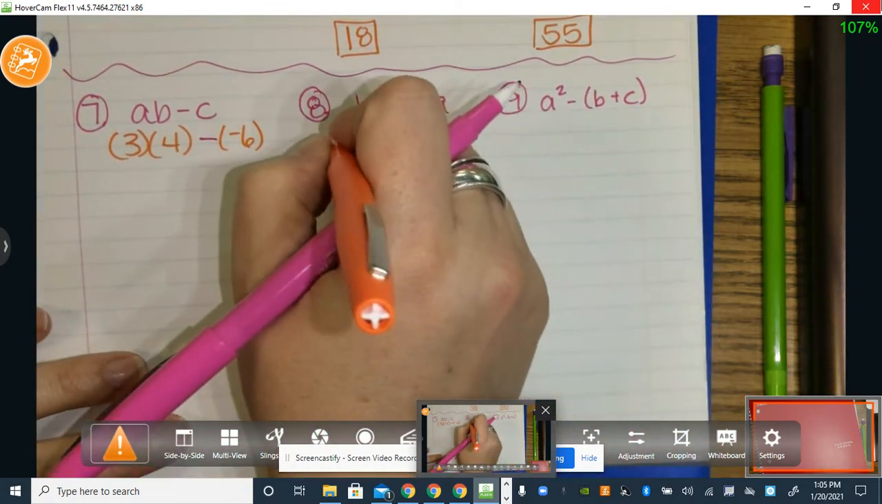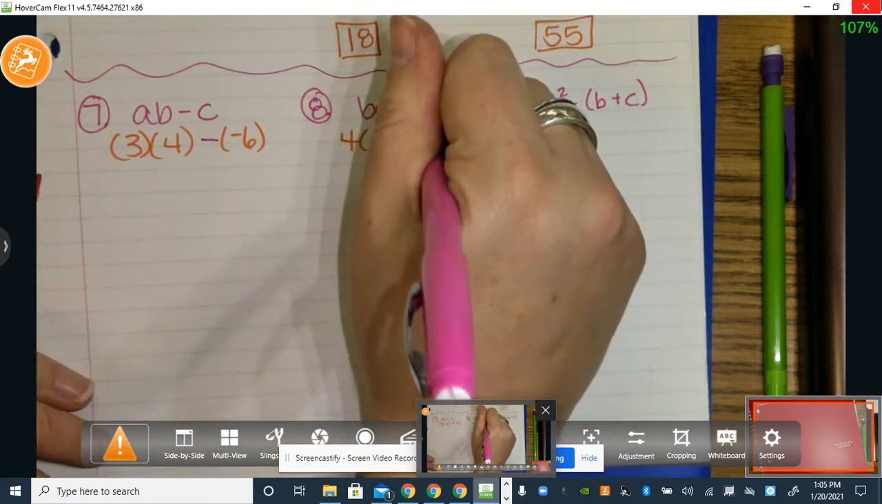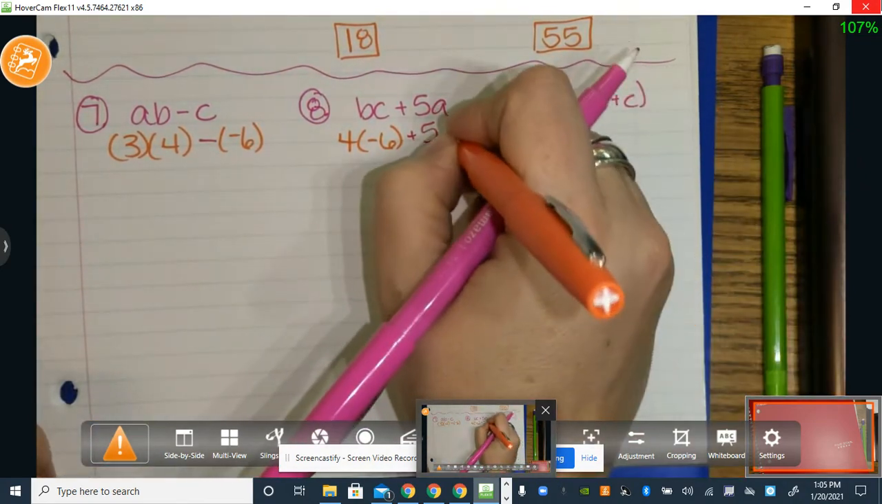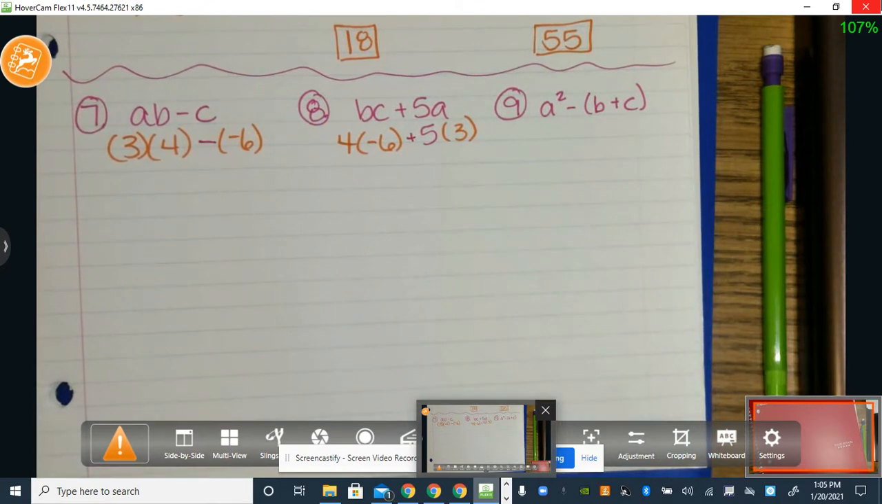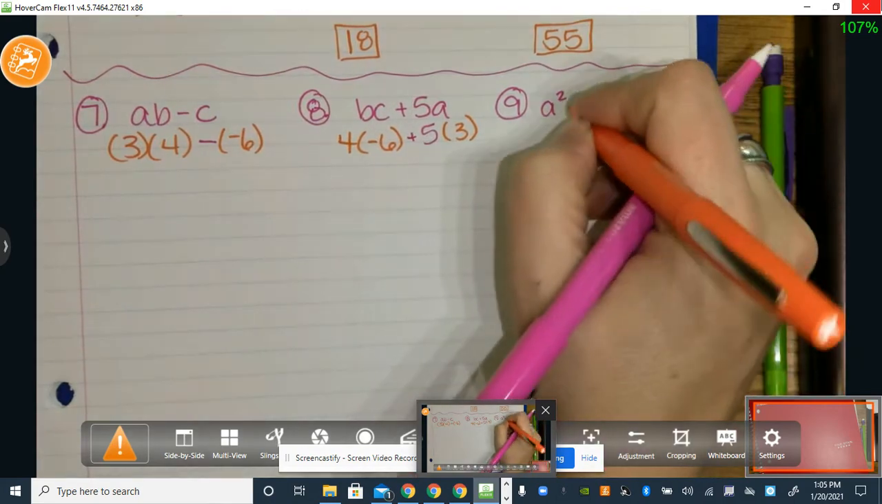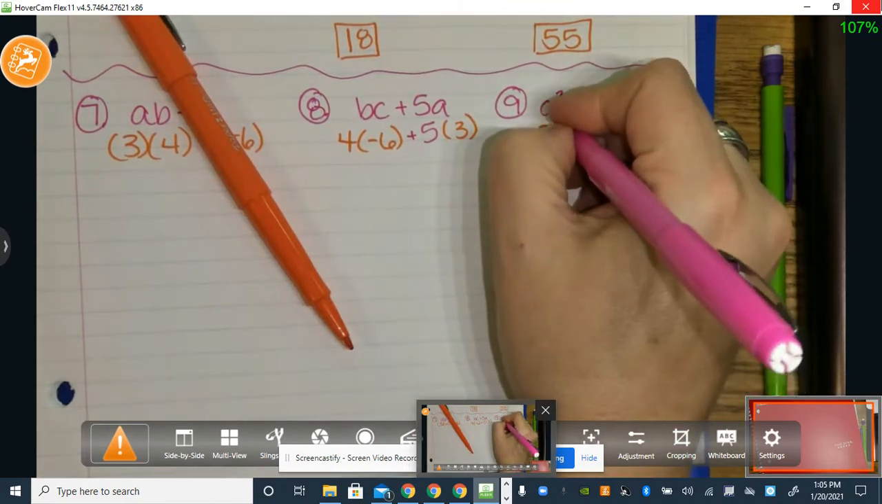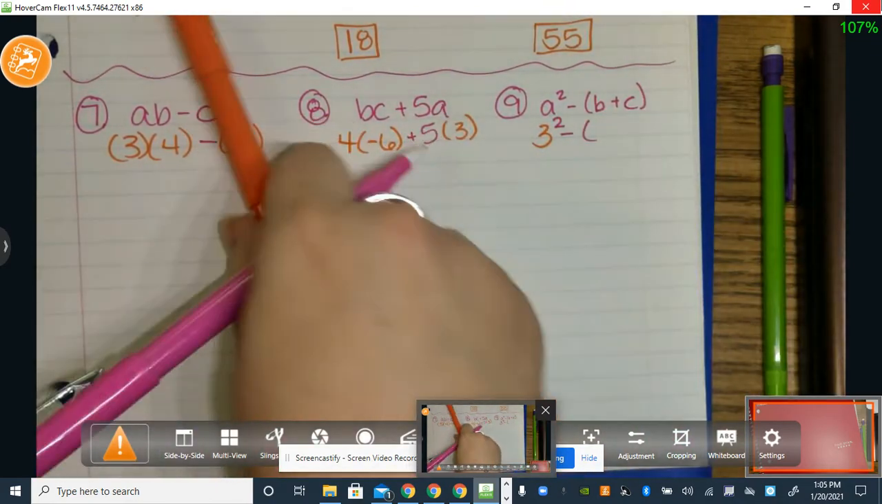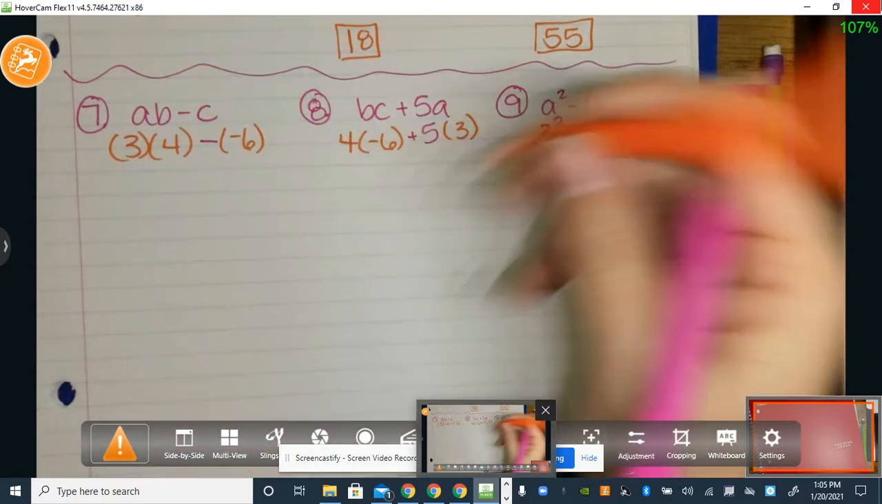Okay? All right, now I'm going to plug my numbers in for number 8. So B is 4, C is -6, plus 5 times A, which is 3. And I'm putting the numbers in parentheses just to say, hey, it's not 53, it's 5 times 3. So I'm giving it its own little bubble right there. All right, and number 9, we have A squared, and A is 3, so that's 3 squared minus, open parentheses, B is 4 plus -6.